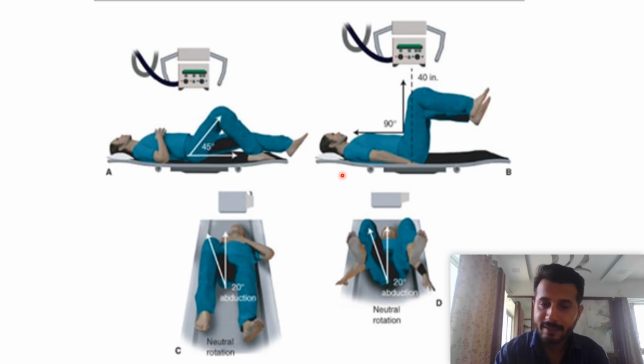The 90-degree Dunn view is exactly the same, just that the hip is kept in 90 degrees of hip flexion, with again 20 degrees of hip abduction.